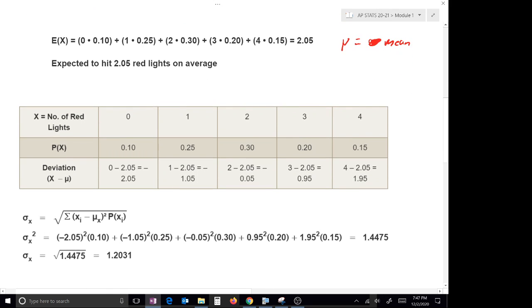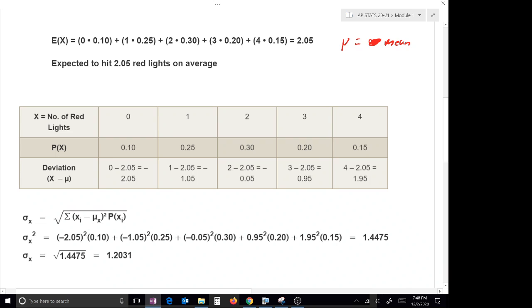The long way of calculating standard deviation is to first find the variance. The way we would do that is we would find the deviation from the mean. Our average was 2.05, so for each one of these we would subtract that value. So we'd have 0 minus 2.05, which gives us negative 2.05. We would then square that and multiply it by the probability. Then we're going to add all of those for each one of these.